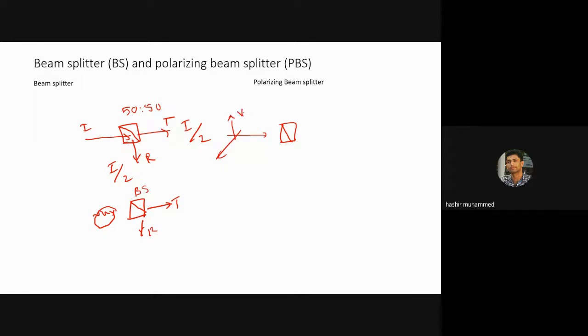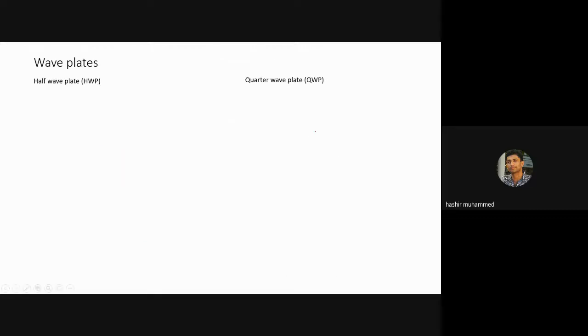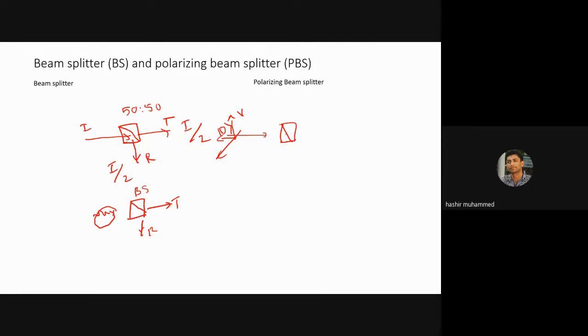This is vertical. This is diagonal, I would say. D, I will say D. Say you send a diagonal component of light. What happens is that 50% of the light intensity will be transmitted as horizontally polarized, which means that all horizontal components will be transmitted and vertical components will be reflected.